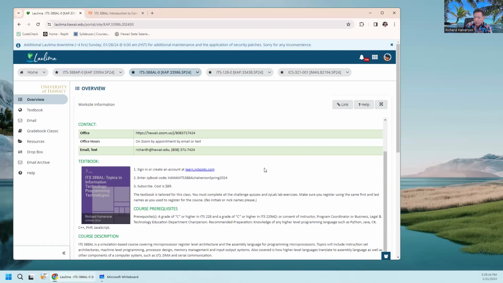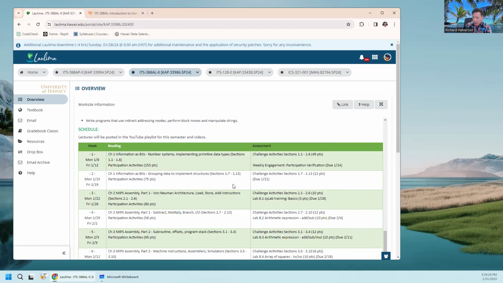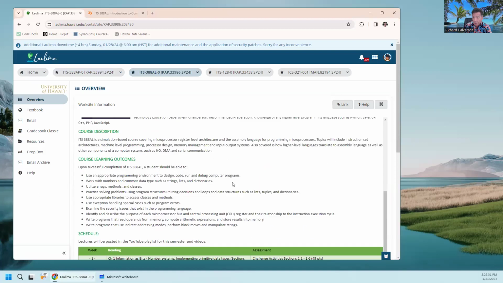So this is an online asynchronous class. This is the textbook that we'll be using. I'll go over that in a moment. Cost $89. It's a Zybook, so all of the exercises and labs are in the textbook. And there is going to be a programming assignment at the end.